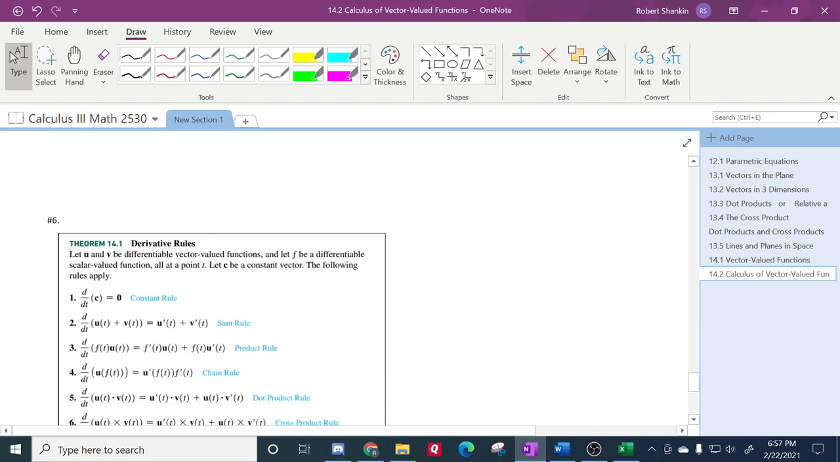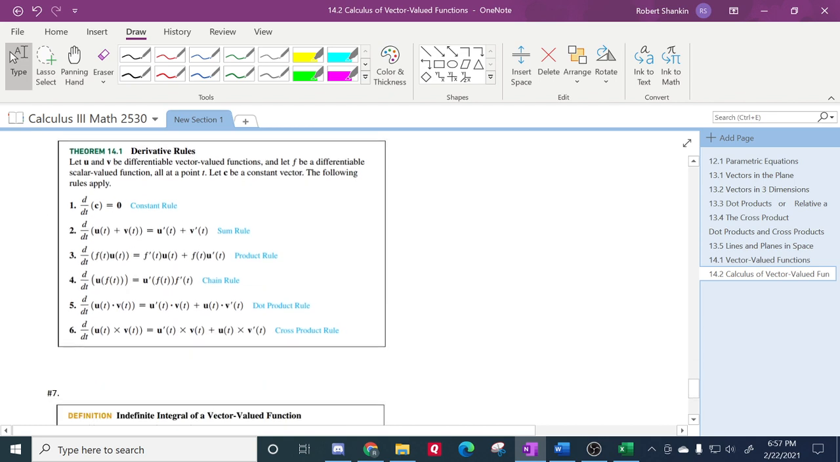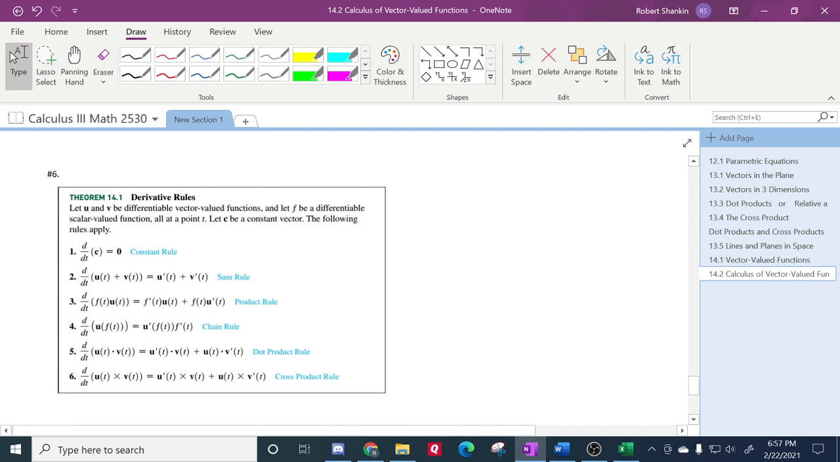Okay. And we have some derivative rules. So it's the same theme throughout calculus 1, 2, and 3. Whenever we do something different, we say, what are the rules in this? So we got a new type of function, vector valued functions. We define the derivative of these. So how do these derivatives work? All right, so let u and v be differentiable vector valued functions.